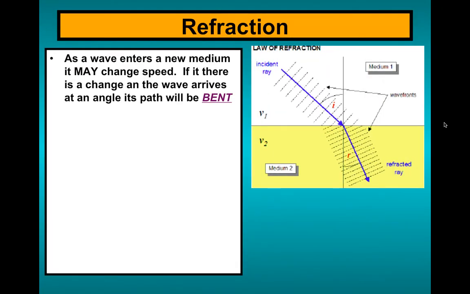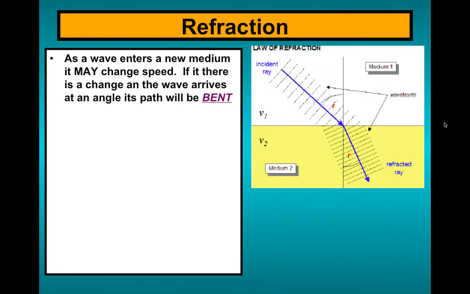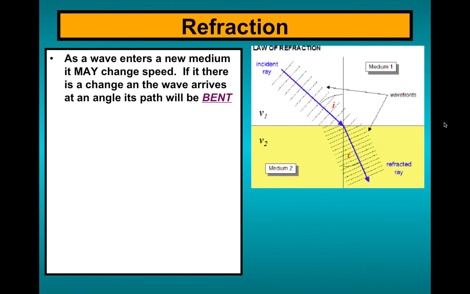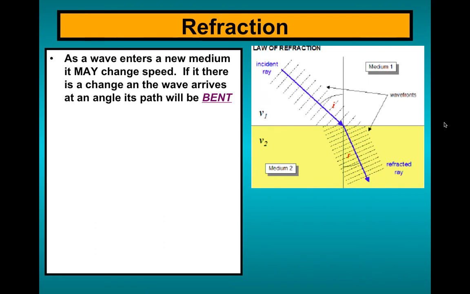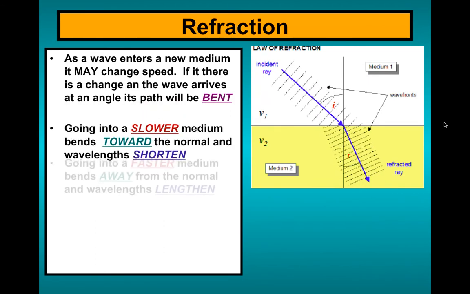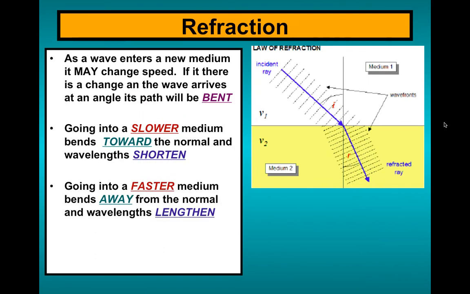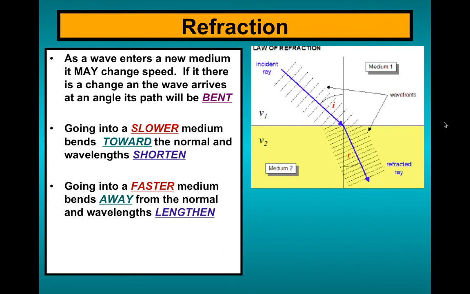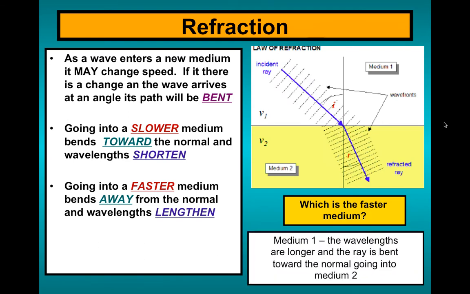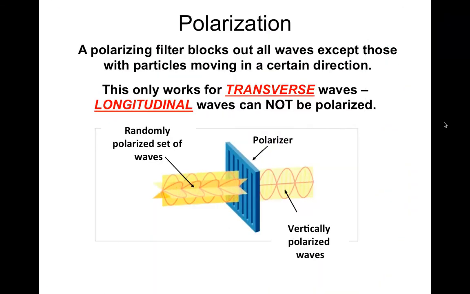We also talked about refraction and the bending of your wave towards your normal or away from your normal. We talked about what it means if you're going from a more dense to a less dense, or a less dense to a more dense medium. And the last thing that we need to discuss is something that's called polarization.